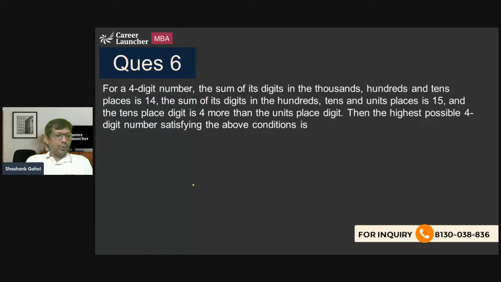So for a 4-digit number, the sum of the digits in the thousands, hundreds, tens place is 14, and this is 15. And if the tens place digit is 4 more than the unit place, the highest possible 4-digit number is? That's the question.